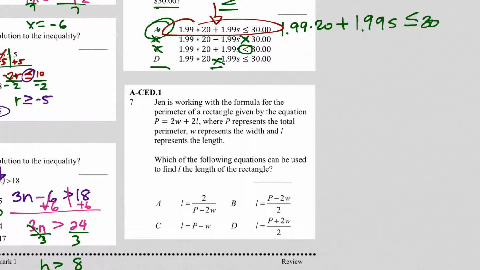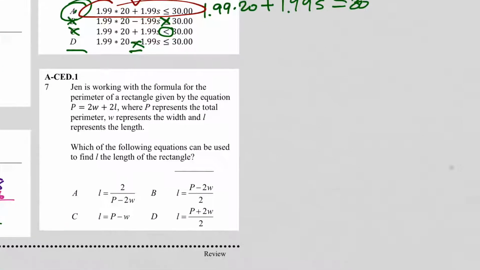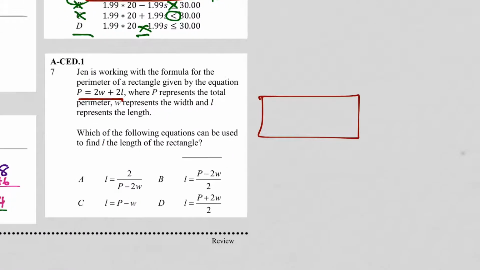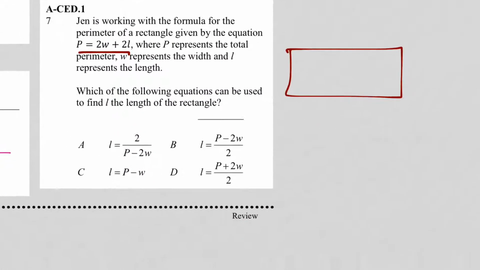Jen is working with the formula for the perimeter of a rectangle. Let me draw a rectangle. Given by the equation, the perimeter equals 2 times the width plus 2 times the length, where P represents the total perimeter, W represents the width, and L represents the length. Which of the following equations can be used to find L, the length of the rectangle?